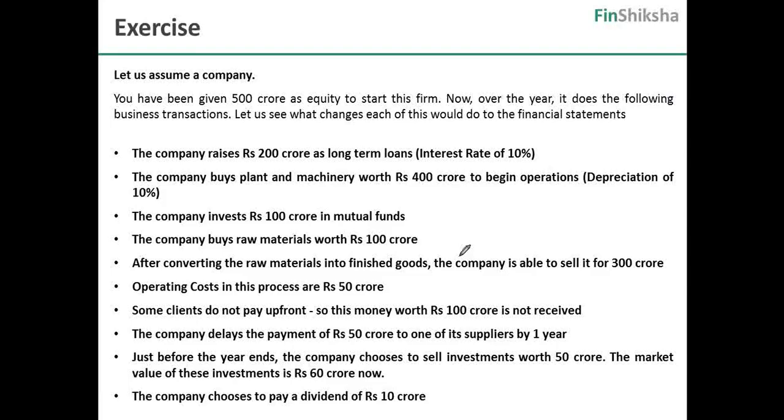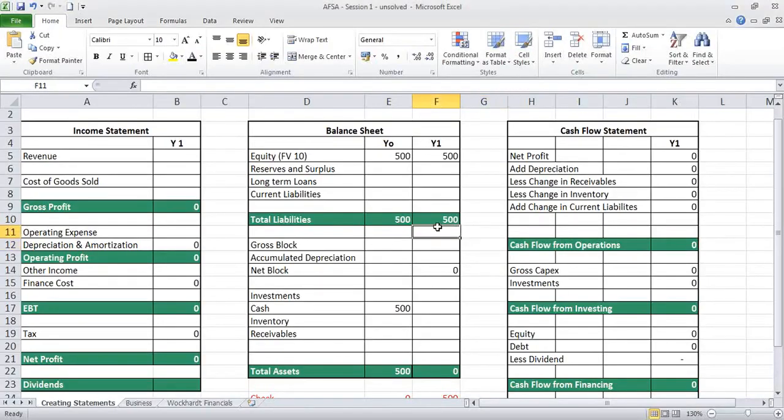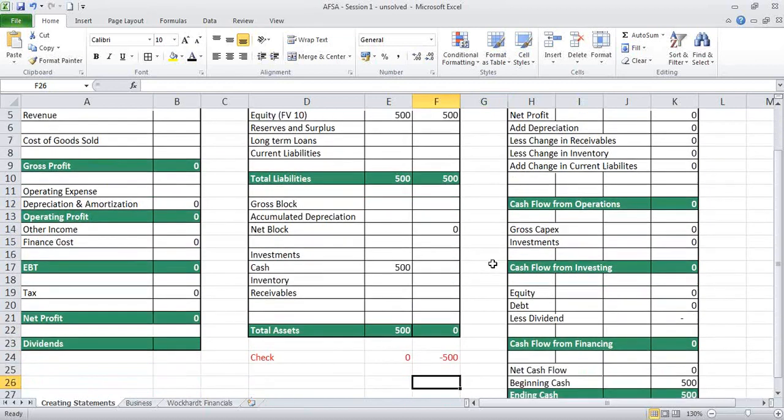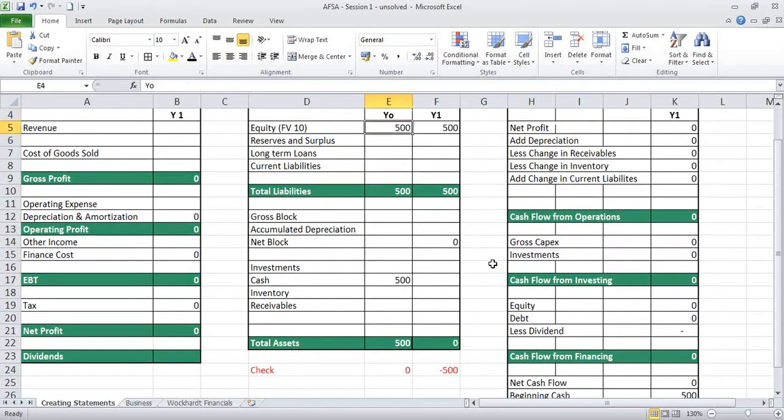The Excel file basically shows some statements in terms of the balance sheet, the P&L and the cash flow. All we need to do, and the purpose of this exercise, is to see that any transaction the company does will leave the balance sheet balanced.